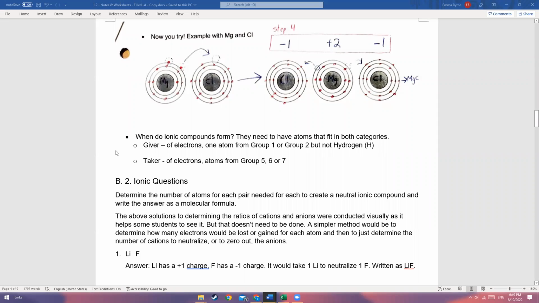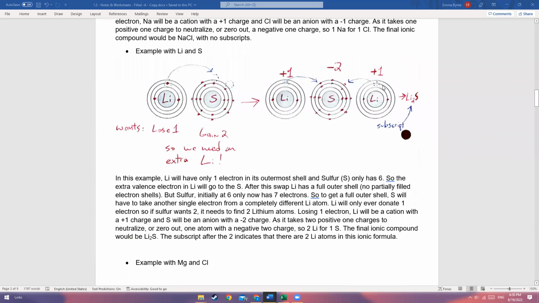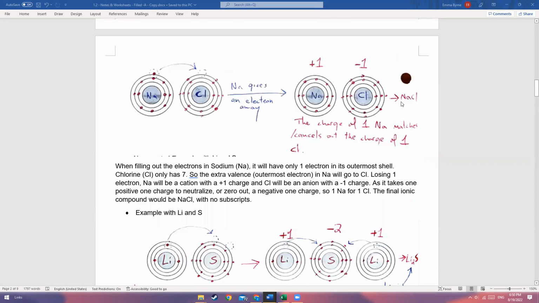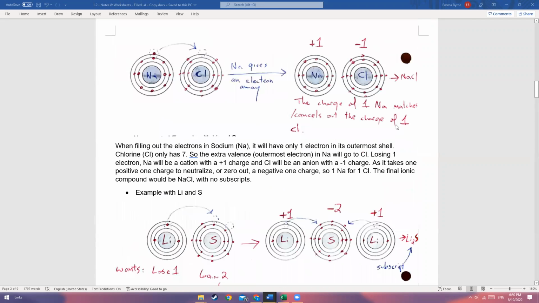Right, so in the second part of addressing ionic bonding and these practice problems here, we're going to determine the number of atoms for each pair of elements that would be needed to create a neutral ionic compound, and then write the answer as a molecular formula. In the previous examples up here, this is exactly what we did for step 5, where we determined how many of each atom is needed to cancel out and create a neutral compound.